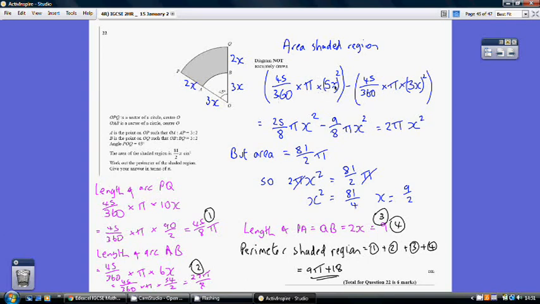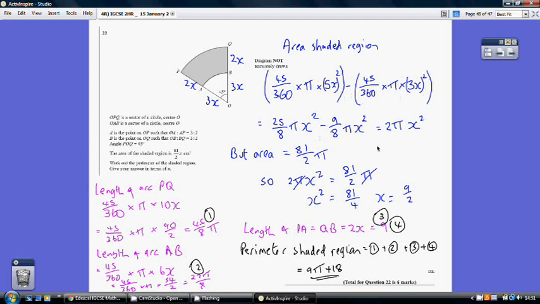Now be careful, that's 5x all squared, so that's 25x squared. Now popping that all into my calculator, I get 25 over 8 pi x squared. And from this, to work out the shaded area, I would subtract from this total sector this small sector here, which would be the same fraction of a circle, 45 over 360, multiplied by pi r squared, pi times 3x all squared. And that is 9 over 8 pi x squared.